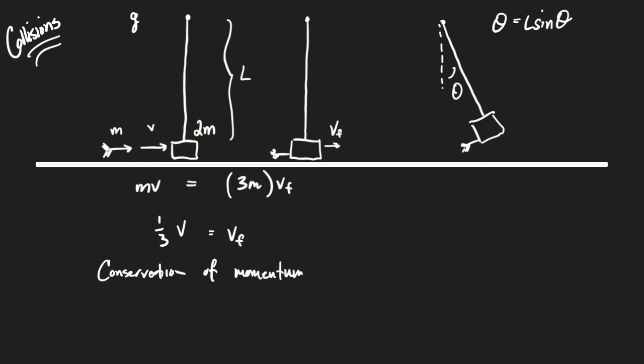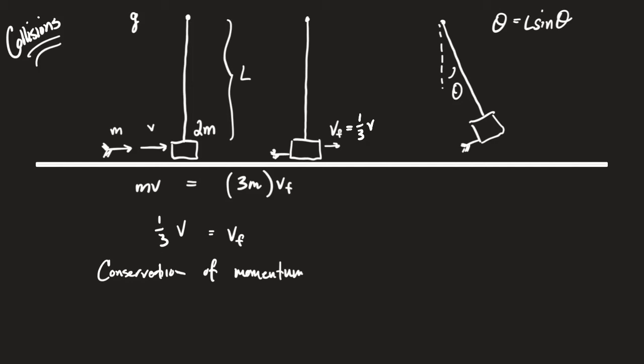All right. Now this part's where the problem kind of takes a turn a bit. The dart block system has velocity vf, which we now know is equal to 1/3 v. But this system is being acted on by two other forces now. There's the tension in the string and there's gravity, both acting on the system in such a way that they are going to change the velocity of the system.